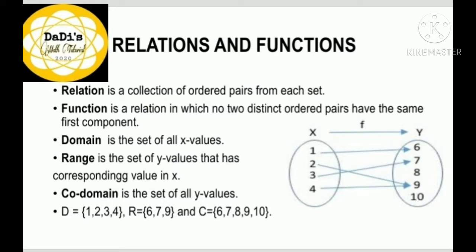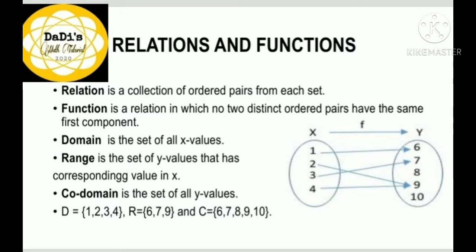So itong codomain, ito yung nakikita nyo sa left side which is nakalagay is y. So makikita nyo doon yung 6, 7, 8, 9, 10. Yung range natin doon is yung 6, 7, 9 kasi 6, 7, 9 lang naman yung mayroong corresponding value ni x. So makikita nyo dyan yung D which is 1, 2, 3, 4, R which is our range 6, 7, 9, and C which represents our codomain which is 6, 7, 8, 9, 10. Makikita nyo dun sa codomain yung 7, 8, and 10. So that is the difference.